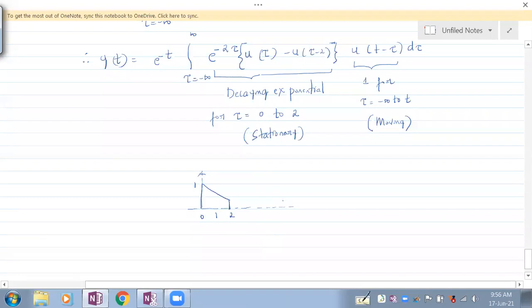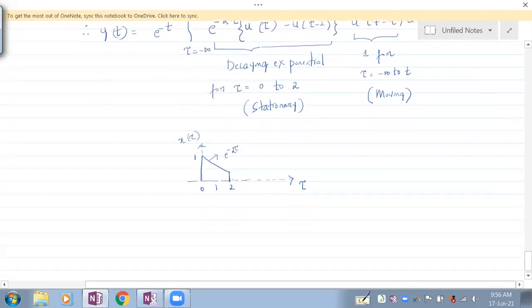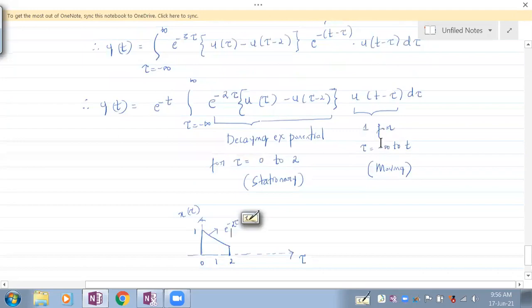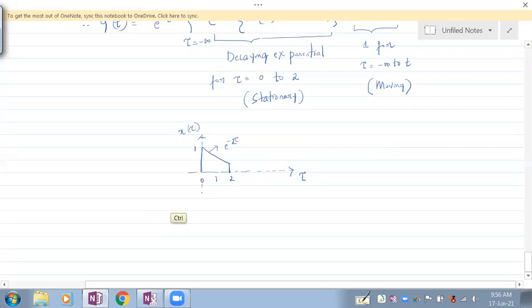Now let's do this. So this is tau. Fine. I'm not rather needed to understand what this is. So it is a decaying exponential and it is going from 0 to 2. Fine. So this is your x of tau, let's write. And this is e power minus 2 tau. Fine. Now let's write another signal, which is u of t minus tau. What is that u of t minus tau?